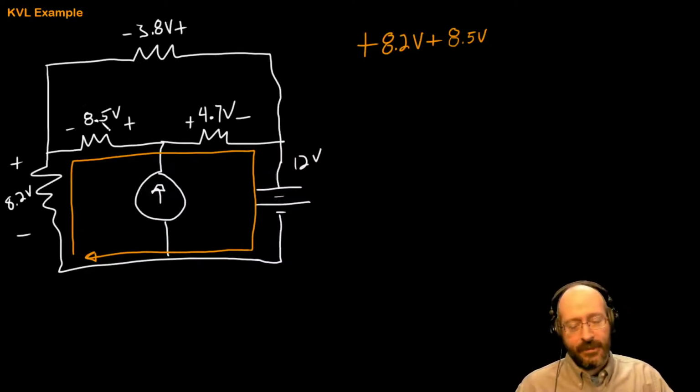If I had a negative voltage there, maybe I'll do that in a future video, I would have written plus, and then I would have pulled that negative into the value. But that's not the case here. Okay, I'm at this node. I'm moving from this node over to the right, and I'm moving from the positive side to the negative side. So that's going to be a voltage drop, and it's going to be a voltage drop of 4.7 volts.